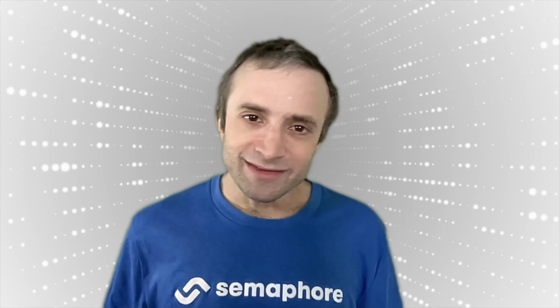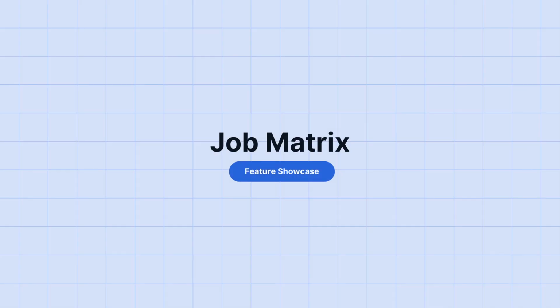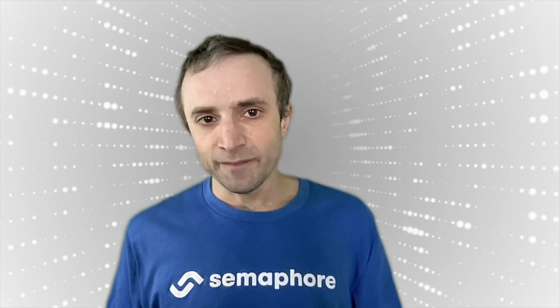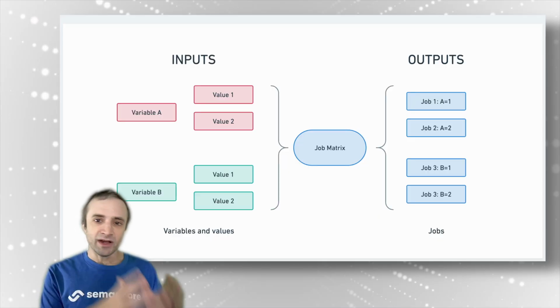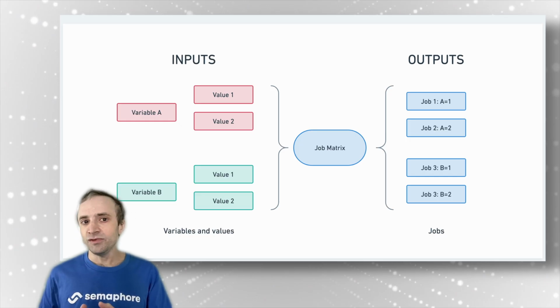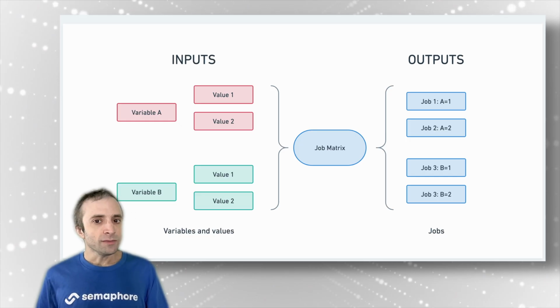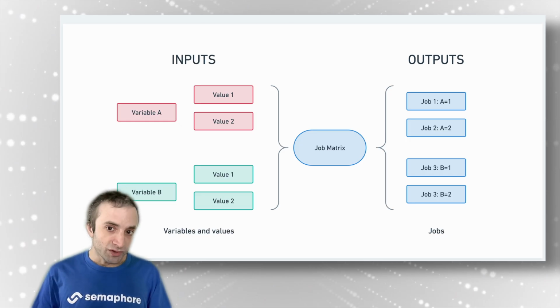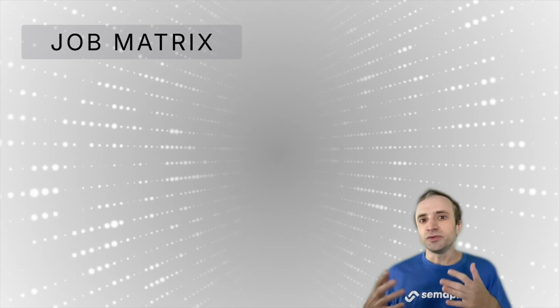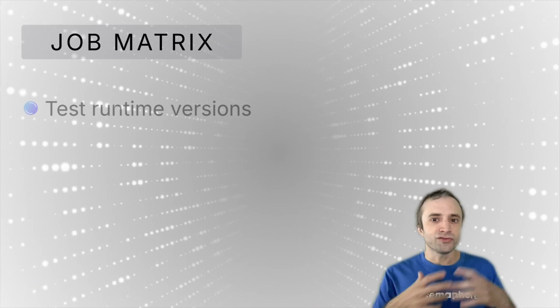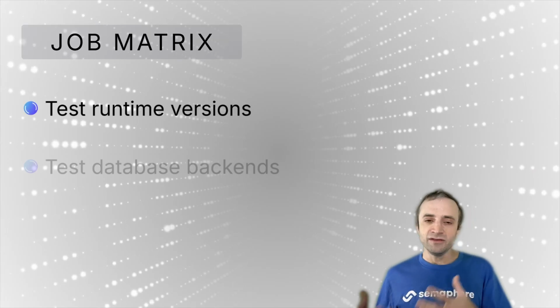Do you want to easily test your project over different conditions? A job matrix might be the answer. A job matrix, also known as a build matrix, takes variables and values as inputs and creates parallel jobs with all the possible permutations. They can be used to test your application over various versions of a runtime, different database backends, or different environments.